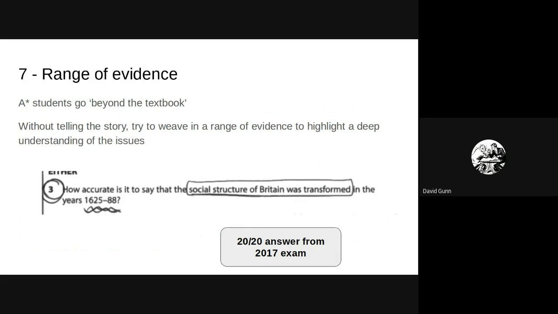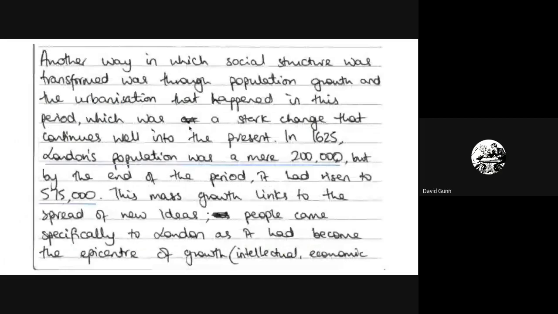This is the section B question on social change, and this is a real answer from a student that I taught, and they got 20 out of 20. The question is, how accurate is it to say that the social structure of Britain was transformed in the years 1625 to 88? You can see what they've done with the question: they've put a box around the key terms and underlined the dates, just what I was talking about before. So here is a paragraph on population growth.